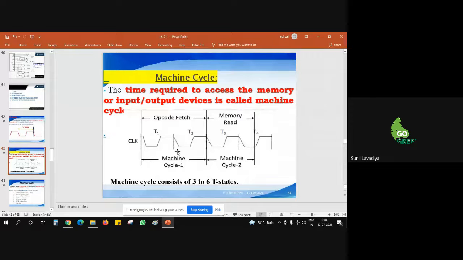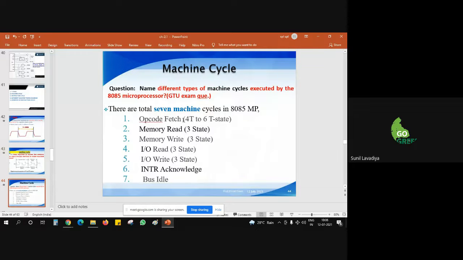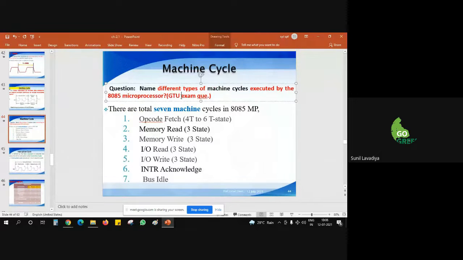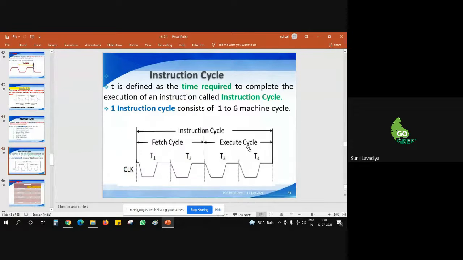Like in this machine cycle, we have to do the opcode fetch part, right? In this one, there are T-states. In machine cycle 2, we have to work with the memory read part. If we consider the different types of machine cycles, the T-states are there, and there are different types of questions that we need to understand. So let's start the discussion about this particular part.